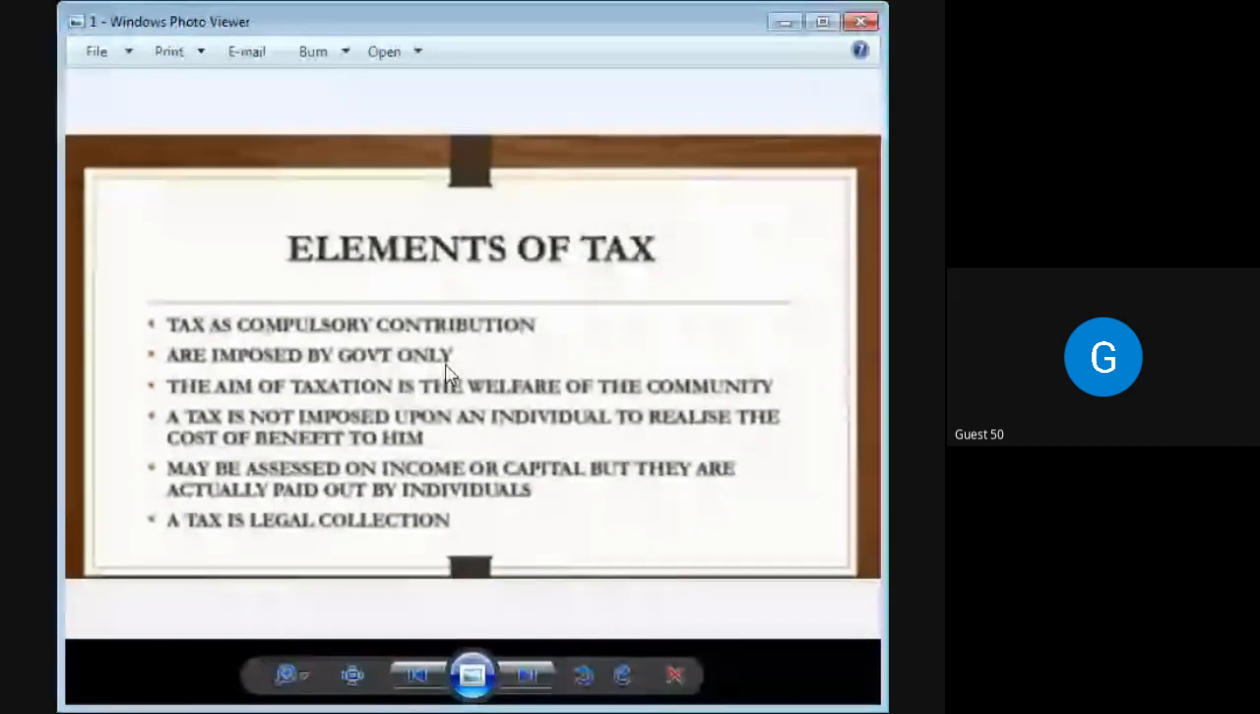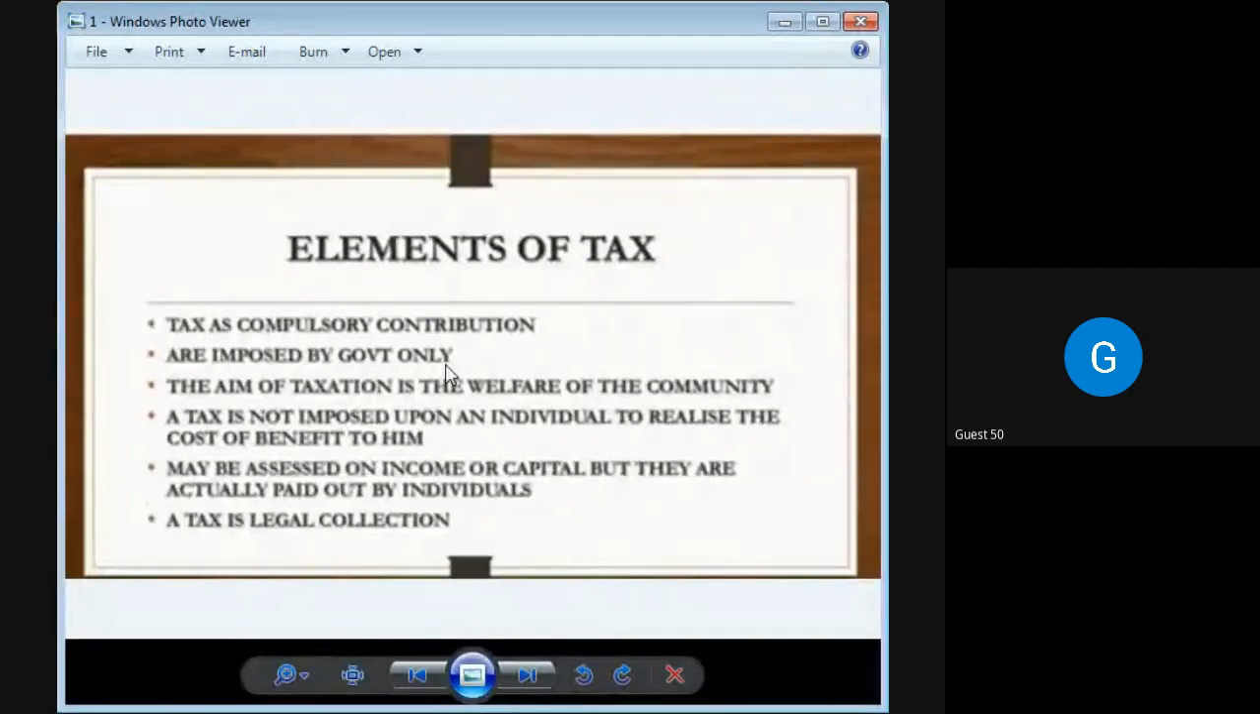A tax is not imposed upon an individual to repay the cost of benefit to him. Because if an individual person says, I am paying the tax, so what will be the benefit for me as an individual? मैं क्योंकि इंडिविजुअल टैक्स पे कर रहा हूँ तो एज एन इंडिविजुअल मेरे लिए बेनिफिट क्या होगा? So there is no provision for individual benefit for the taxpayer. It is a common interest. What does common interest mean? The welfare, the development, the betterment of the society.